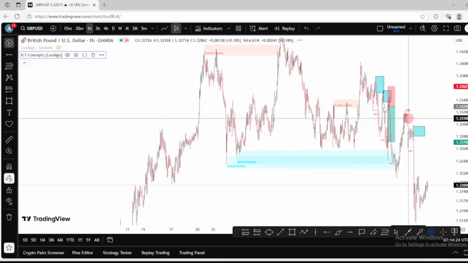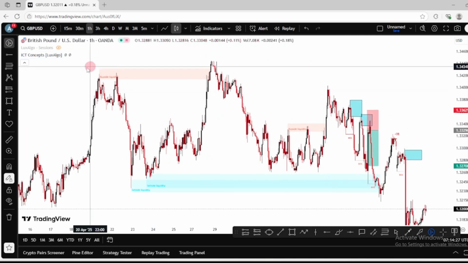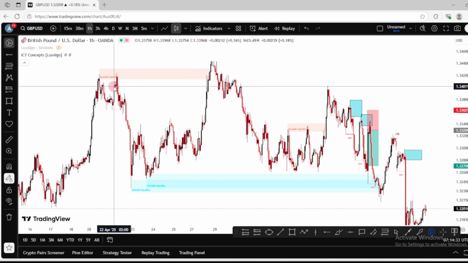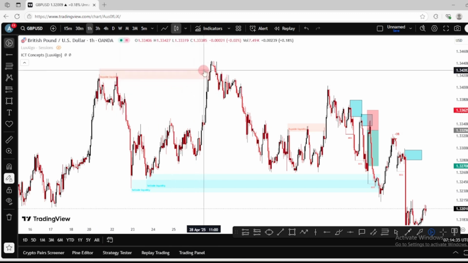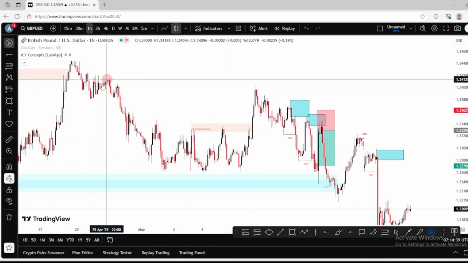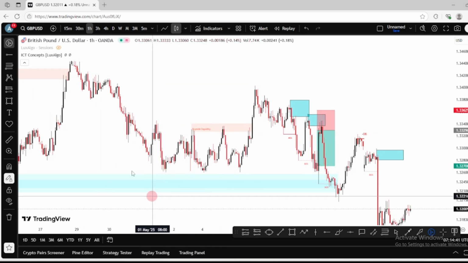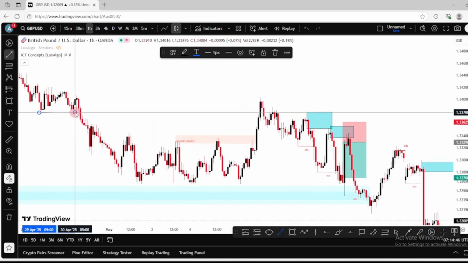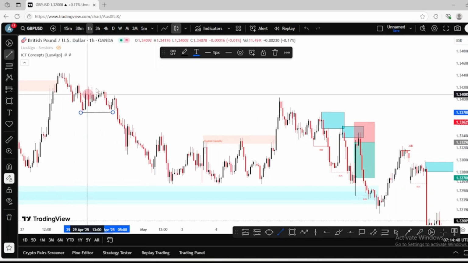Now you can see price came to this buy side liquidity right here. You can see anytime buy side liquidity gets taken, price moves in the negative direction. So we have buy side liquidity created here. Price took the liquidity and dropped to the downside. What happened? We have a market structure shift before the drop. Okay, so we have this market structure shift right here. Price has left the place, that is why you are not seeing any reaction.